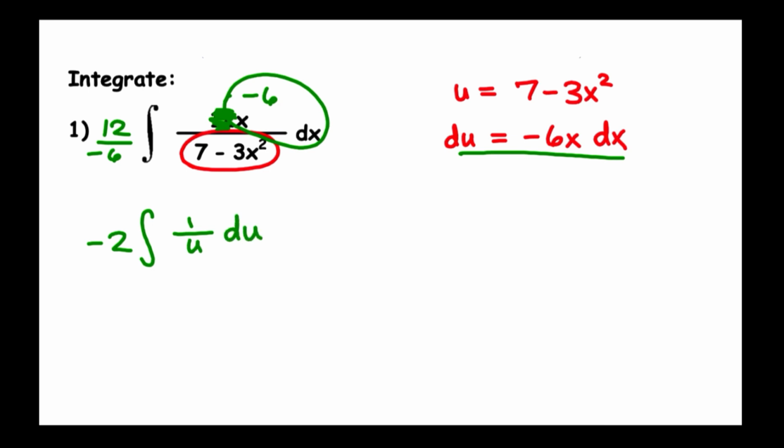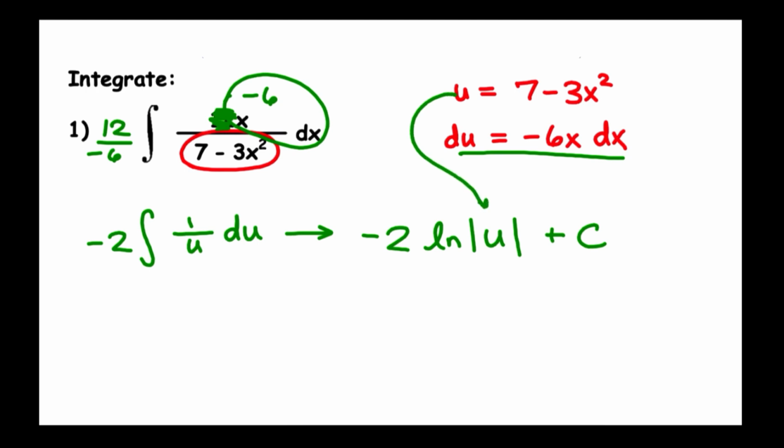And we already know what 1 over u is when you integrate it. That's natural log of u. Because when you take the derivative of natural log, of course it's 1 over stuff. We're just going backwards. Obviously we don't want to forget our plus c. And we also want to put the 7 minus 3x squared back in.